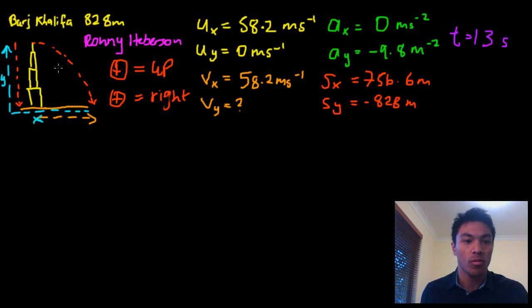So in this problem, we have the tallest tower, Burj Khalifa, 828 meters tall, and we have the man who has the fastest kick recorded, fastest soccer kick, which is 58.2 meters per second. So now we're actually going to figure out the displacement in this particular example. In this next video, I'm going to explain how to find the final velocity in the example.